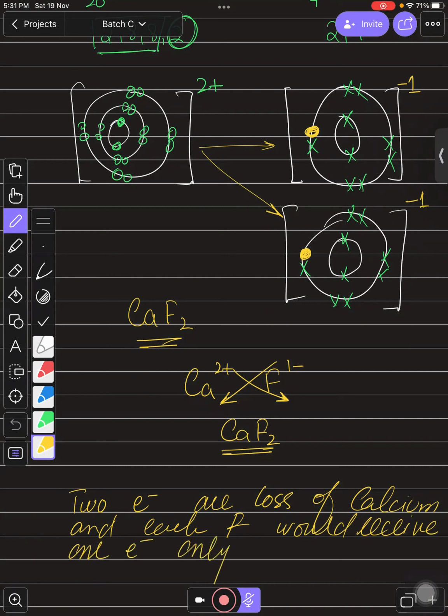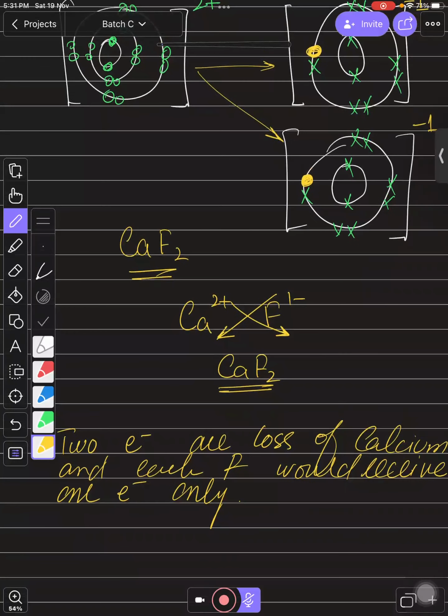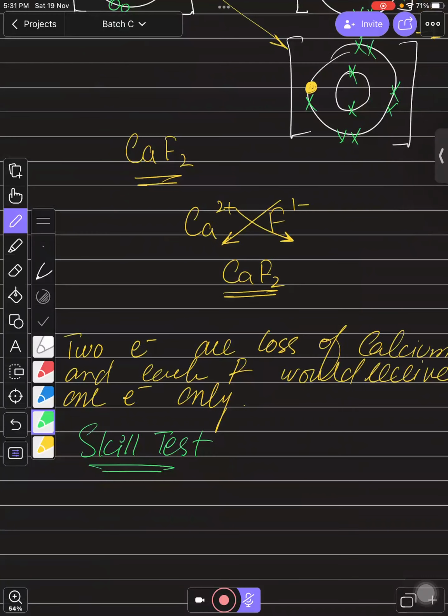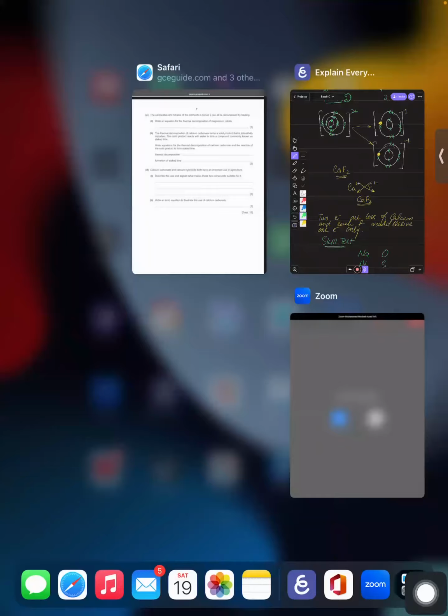Is that clear, every one of you? Yes, sir. Any problem? No, sir. Okay, so skill task number 2 for today's class is that I just want कि आप लोग मुझे सोडियम और ऑक्सीजन के दरमियान कंपाउंड बना के दिखाएं, and also between ammonium and sulfur. Just do it quickly. I am waiting for your answers.